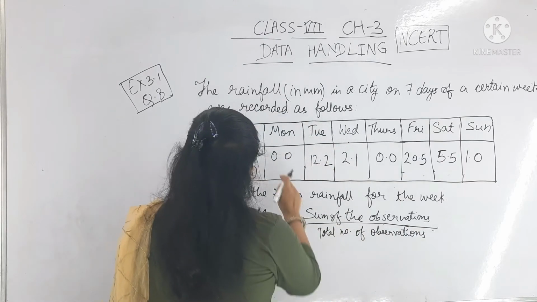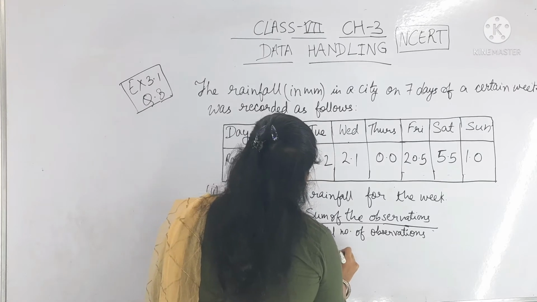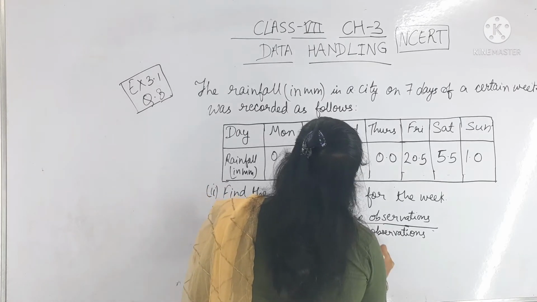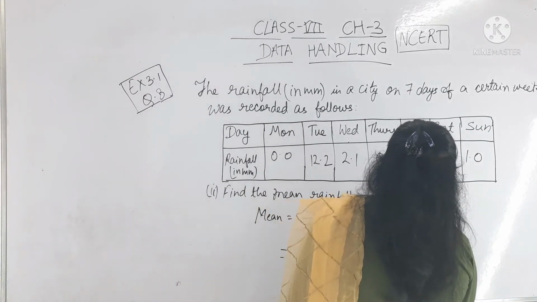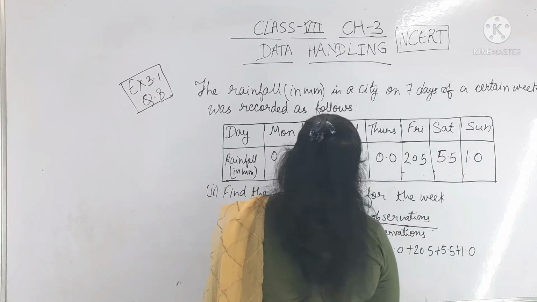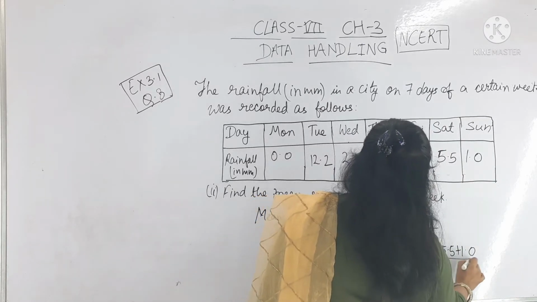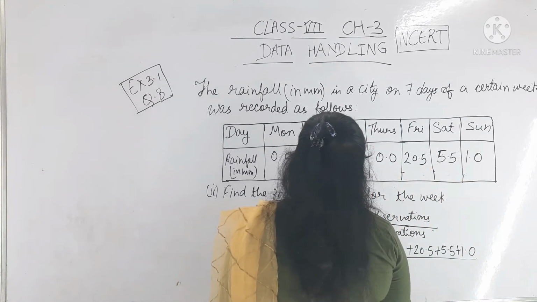So here we have to sum all these values: 0.0 plus 12.2 plus 2.1 plus 0.0 plus 20.5 plus 5.5 plus 1.0. Divide by 1, 2, 3, 4, 5, 6, 7. Divide by 7.